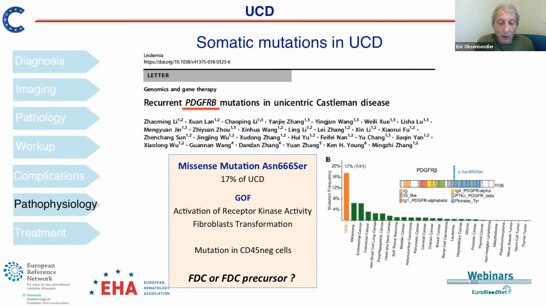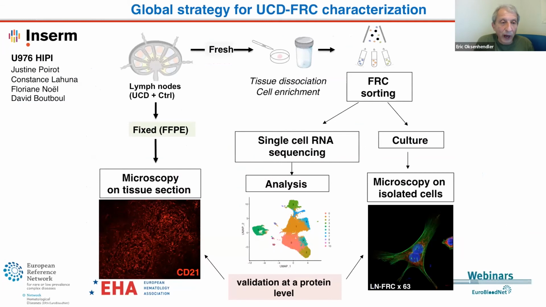This mutation may be associated with transformation of fibroblasts. And more important, they could show that this mutation was present in CD45 negative cells. So that was not in the lymphoid cells, and it points again to the possible involvement of FDC or an FDC precursor. And this, of course, is very interesting. As you know, we have some inhibitors that could be effective on PDGFR-beta. So we are working on this.